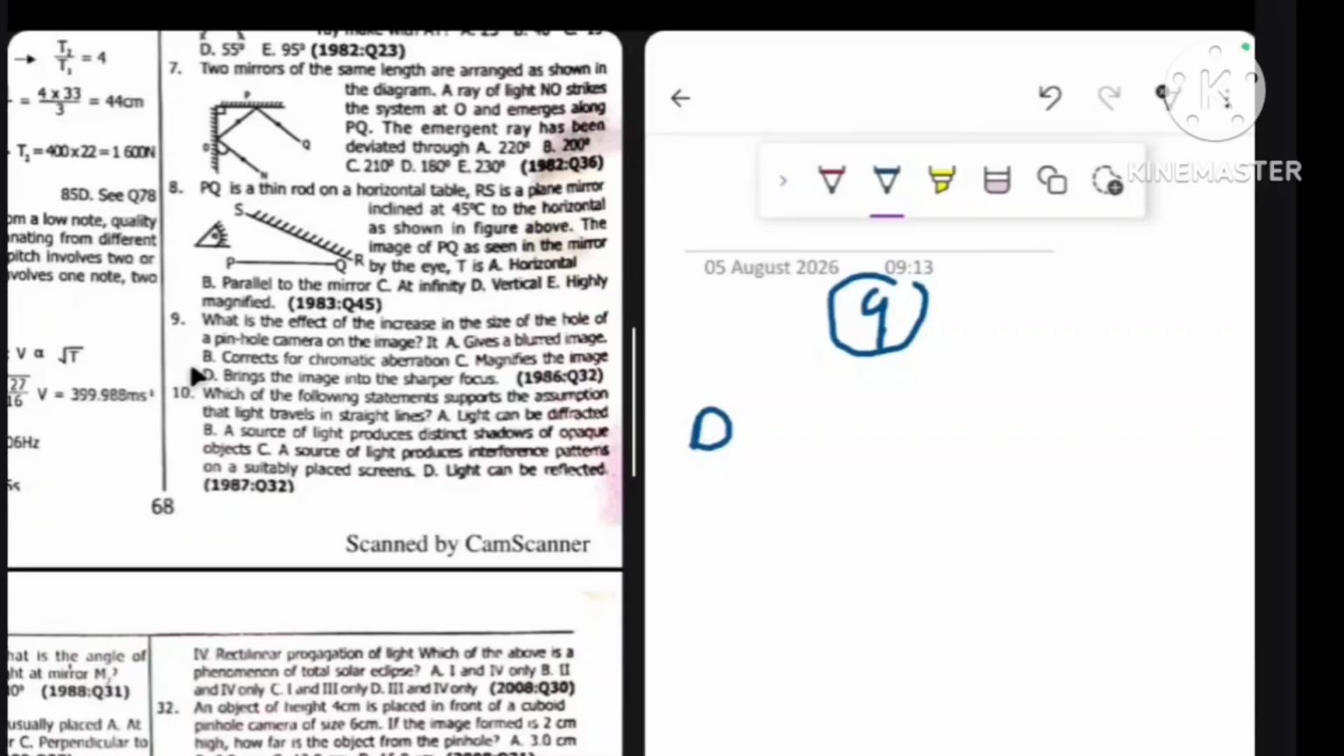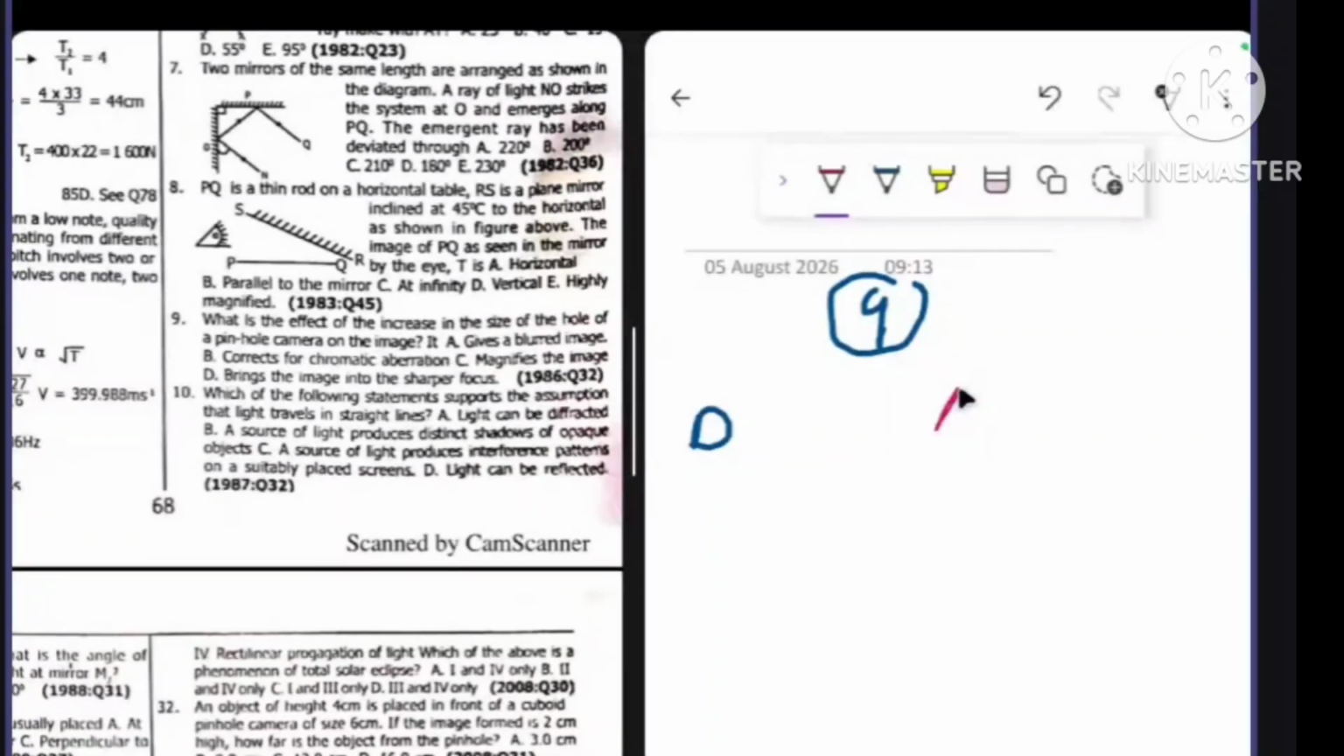I say D. It brings the image into a sharper focus. Okay, that means it's the same with I think Blessing's answer. All right, but unfortunately the answer is A.